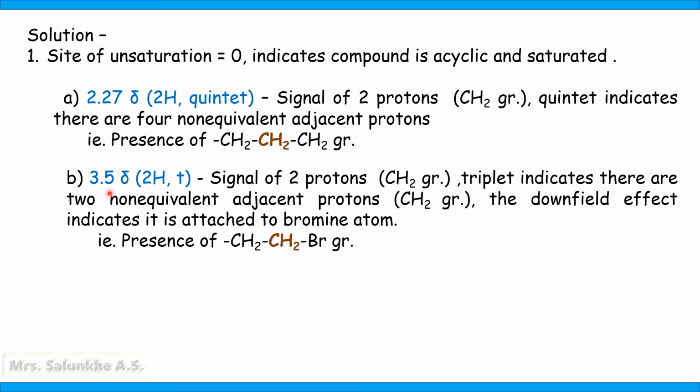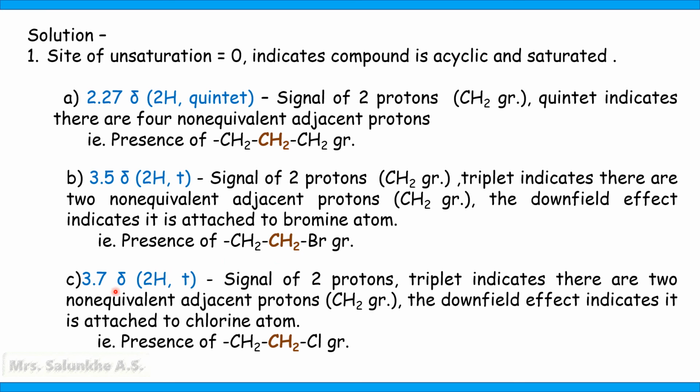The next signal is 3.5, 2H triplet. This is the signal of 2 protons, that is, a CH2 group. Triplet indicates that there are 2 non-equivalent adjacent protons, that is, the presence of a CH2 group, and the downfield effect indicates that it is attached to an electronegative atom, that is, the bromine atom, that is, the presence of a CH2Br group.